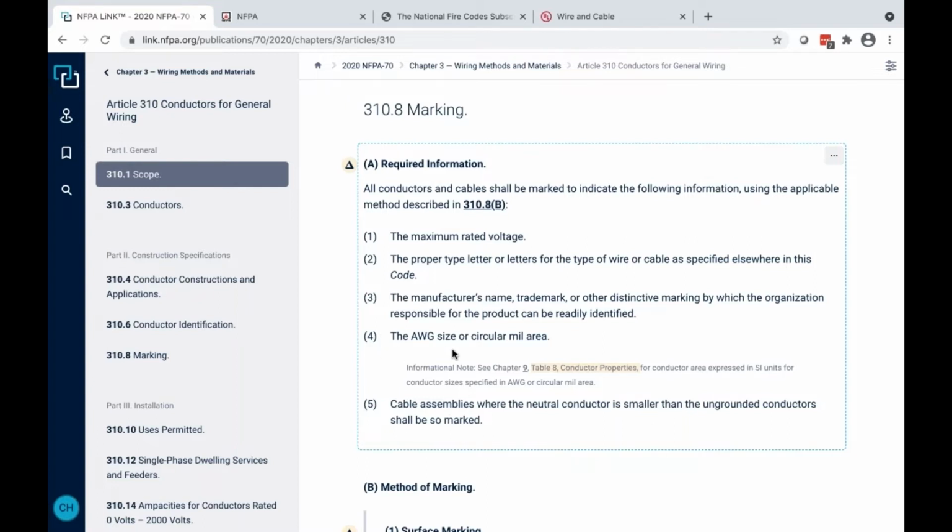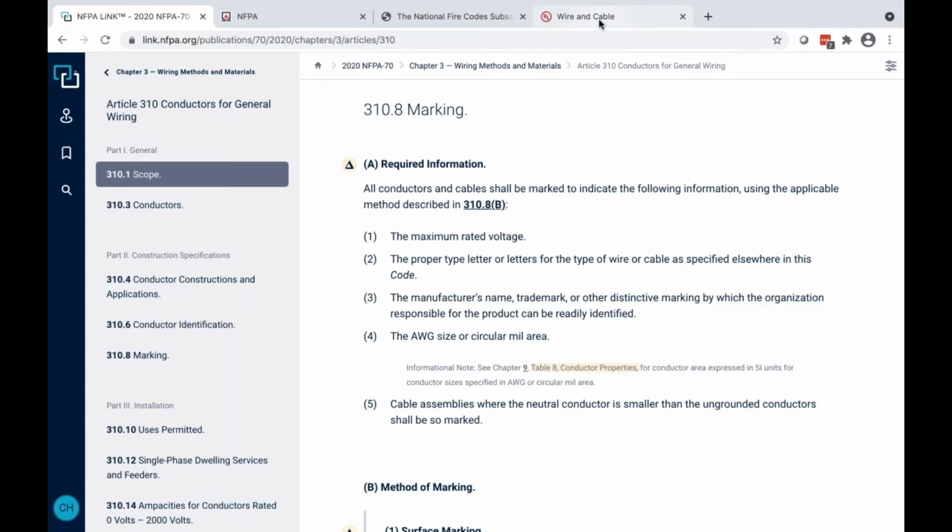We're required to have either the AWG size or circular mill area, so we have to know how large the cable is, very important for figuring out our ampacity. And then if we have a cable assembly where the neutral conductor is smaller than the ungrounded conductors, that has to be marked on the cable. And you'll see that quite often with service entrance cable. It may either have a grounded conductor that's equal to the ungrounded conductors, or it could be smaller. And you'll see both of those out in the world.